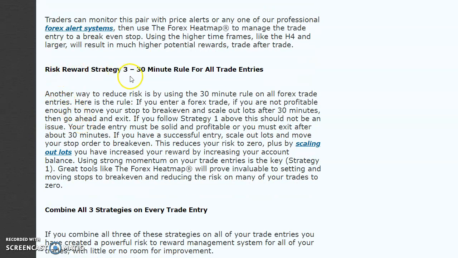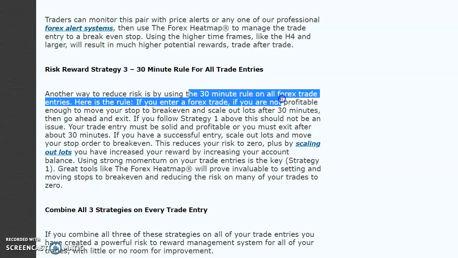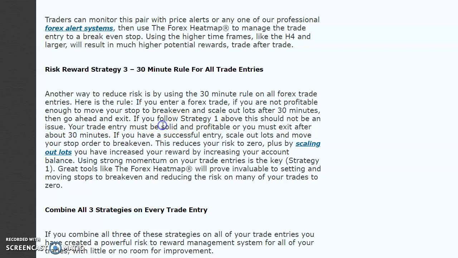Okay, and here's risk reward strategy number 3. We call it the 30-minute rule. If you get into a trade and you're not setting your stop to break even after about 30 minutes, in some cases it could be a little bit more, maybe about 45 minutes, you have to exit the trade, almost in all cases.